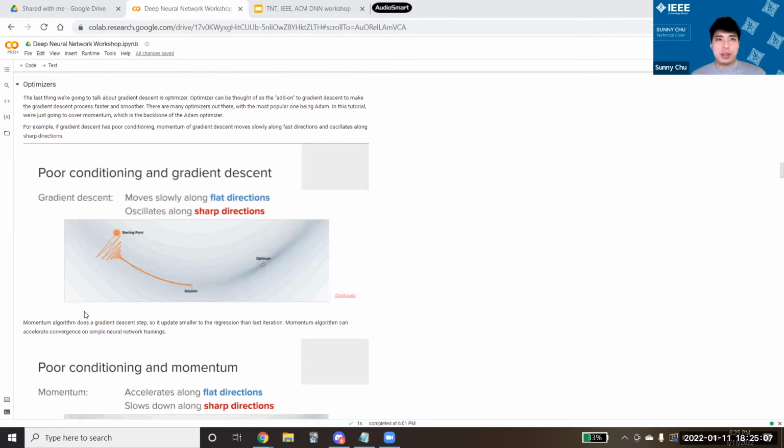And so, an optimizer. The last thing we're going to talk about, not the last thing, but the last couple of things we'll talk about, is the optimizer.